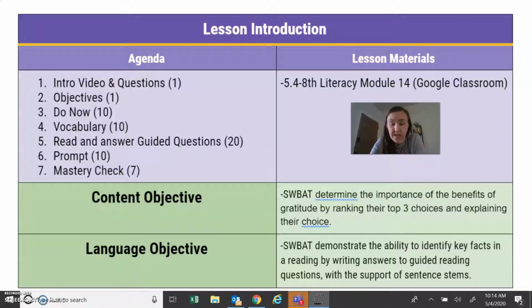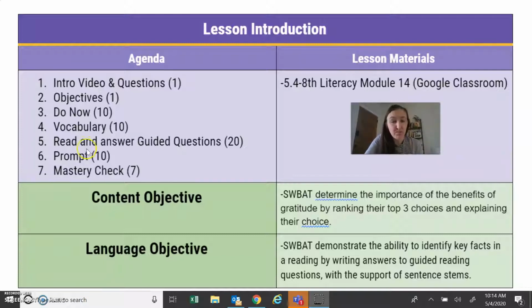So here's our agenda and our objectives for today. You are watching this intro video, you're answering those questions. You're going to do your objectives. There's a do now. There's vocab. The vocab is going to be around the idea of gratitude and being thankful. And then you are going to read and answer some guided questions. That is the majority of the work today.